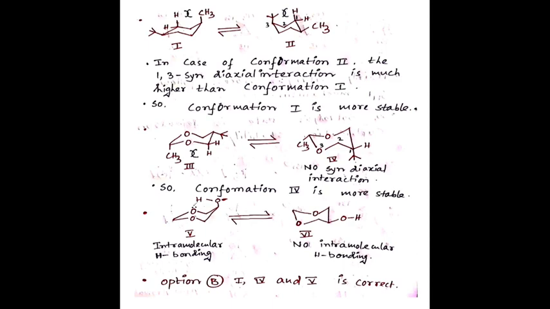So out of these 6 conformations, conformation 1 shows high stability. After that, conformation 4 shows high stability. After that, conformation 5 also shows high stability. Okay, that's why option B is the correct one.